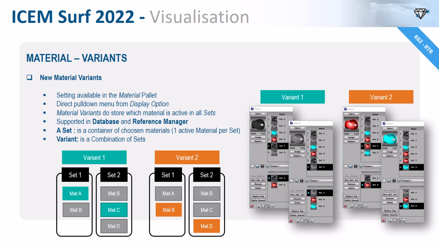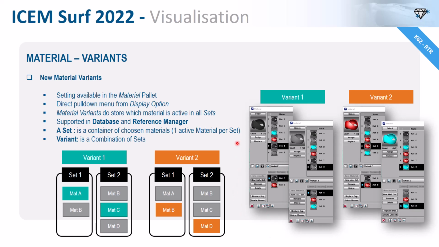Very quick and convenient. However, since we could have many exterior and interior material sets in a complete model, like leather, plastic, wood or metal, it can get a bit complicated keeping track of them all. So now in ICEMSurf 2022 we offer material variants. This is a very neat solution where we can record the current active material for each material set in our model into one material variant. And of course we can store multiple variants with the model.